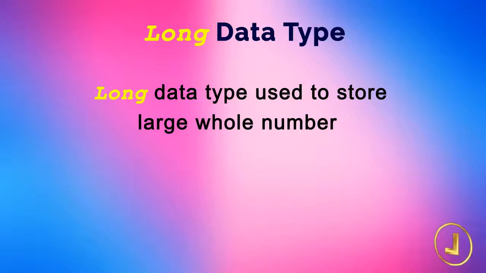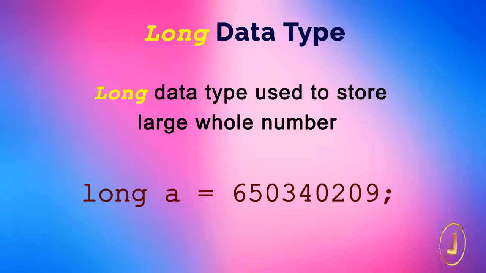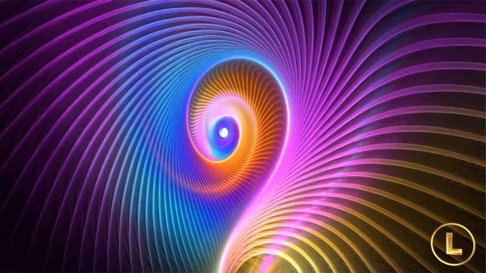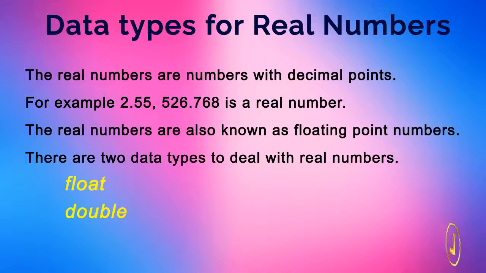On the other hand, if we have a very large whole number that cannot be stored in an int, then we use the data type long, provided by C or C++ language. So when we are going to deal with very big whole numbers in our program, we use the long data type. We use it in the program.